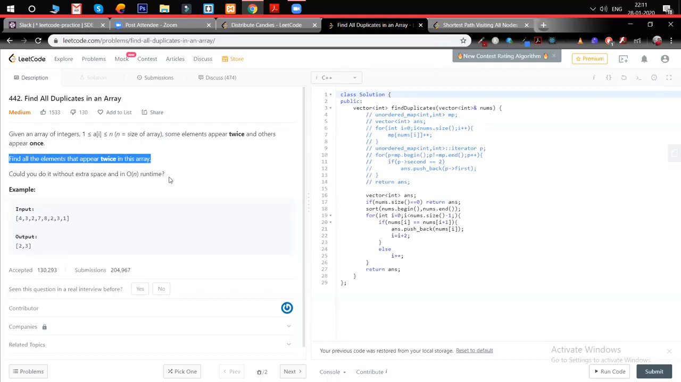And the catch over here is that we have to solve this question without any extra space, and in O(n) time. So basically, they are asking this question, and it's a must to solve that.